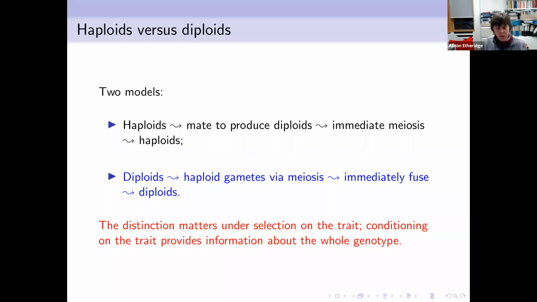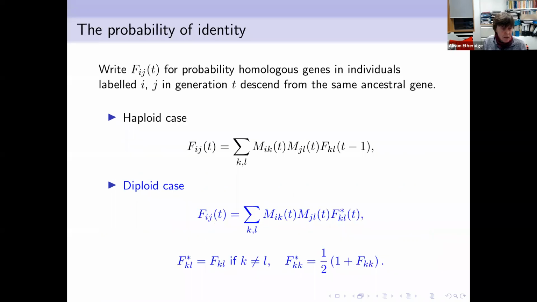But whether I look at haploids or diploids really does matter if I'm looking at selection on a trait, because selection on a trait, conditioning on the trait, is providing information about the whole genotype. So I need to know what's happening in both chromosomes, if you like, in the adult individual. Okay, now I said that in our version of the infinitesimal model, the variation within families, so within offspring of 2 individuals sampled from my population, is going to be normally distributed.